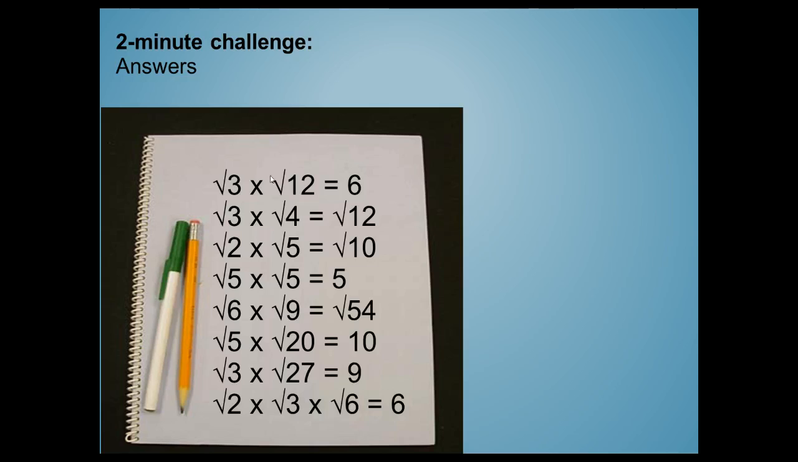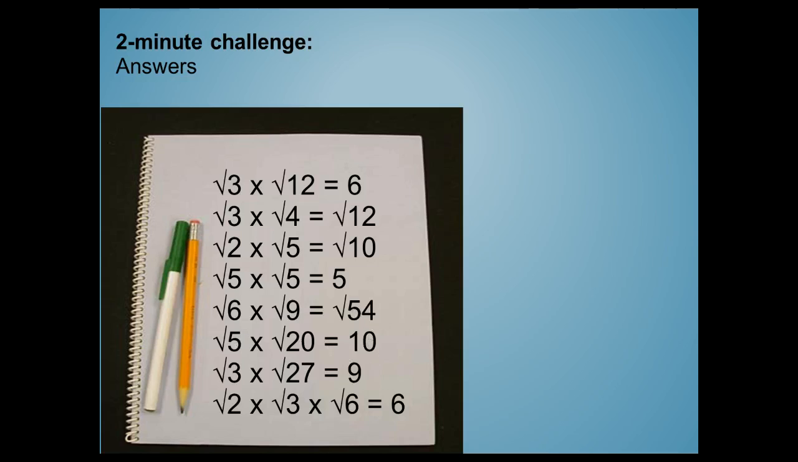So the square root of 3 times square root of 12 is the square root of 36, which simplifies down to 6. 3 times 4 is the square root of 12, doesn't go down anymore. 2 times 5 is 10, doesn't go down anymore. Square root of 5 times the square root of 5 is the square root of 25, which is 5. 9 times 6 is 54, doesn't simplify down. 5 times 20 is the square root of 100, which obviously you know is 10.